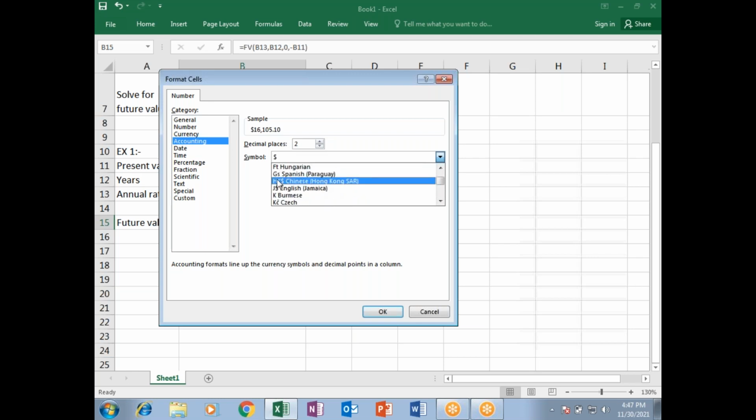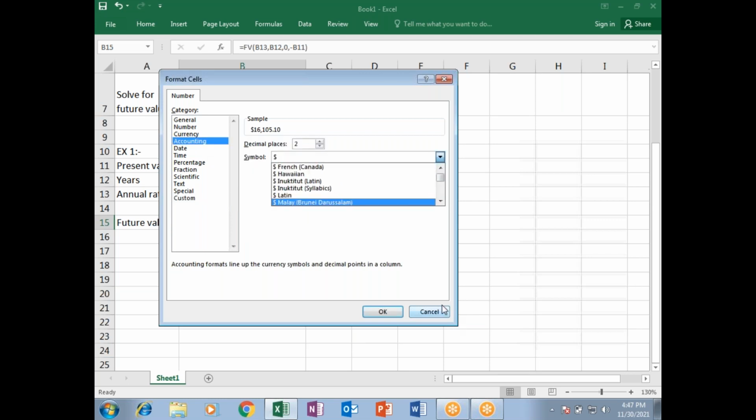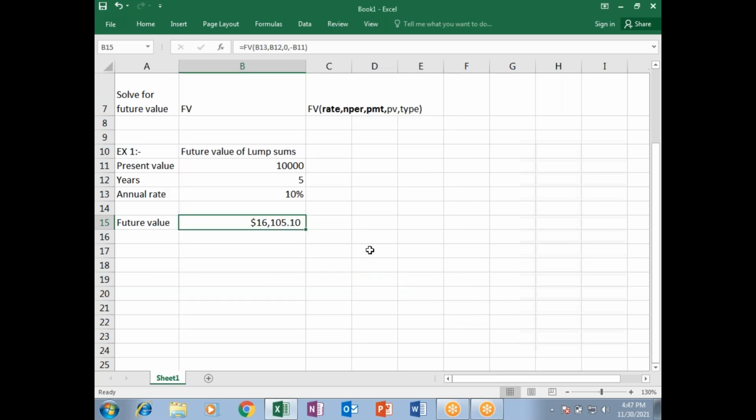Okay. If it is not there, that's fine. But usually it will be there. If it is there, you can give the currency of INR. So this is how you will be using the particular future value.